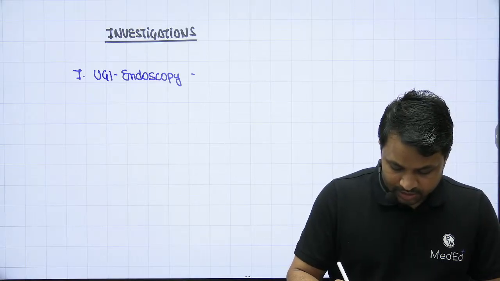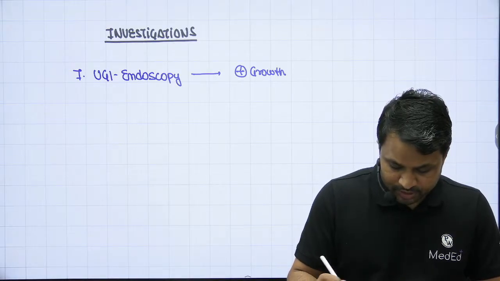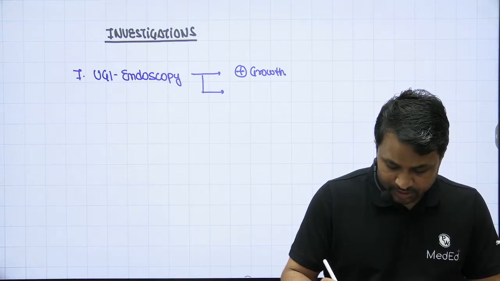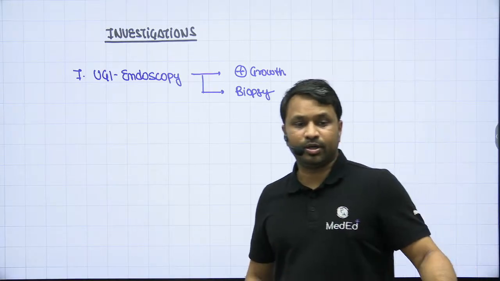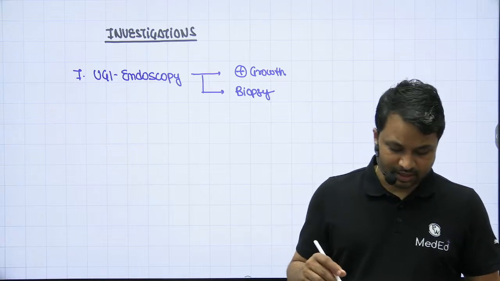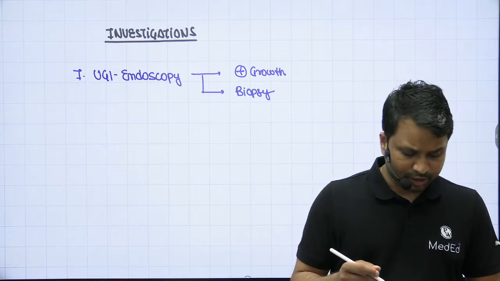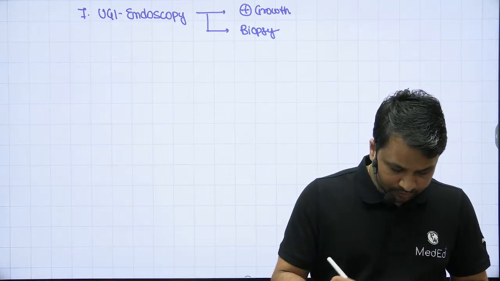So in an upper GI endoscopy, there will be presence of growth. Now in this presence of growth, you have to take a biopsy. So we will take a biopsy from the upper GI endoscopy. Now, based upon this biopsy, or I can say based upon the histopathology, we have a classification which is called the Lauren classification.